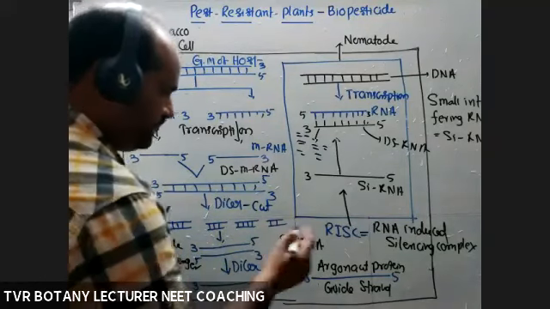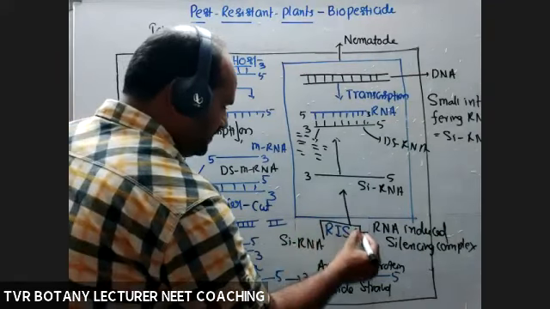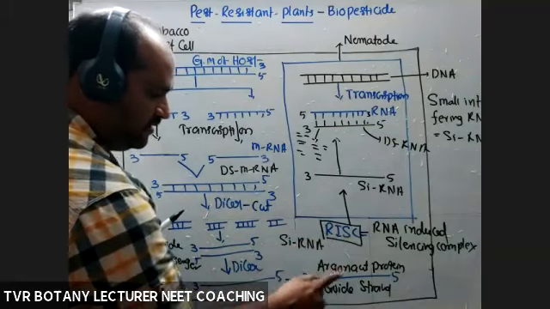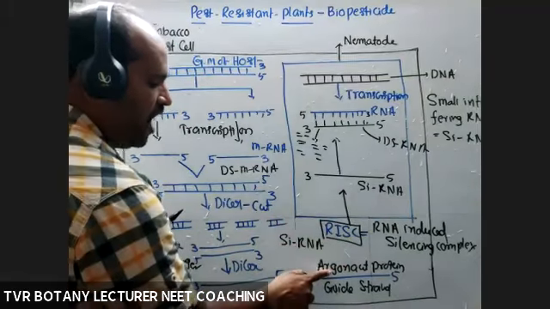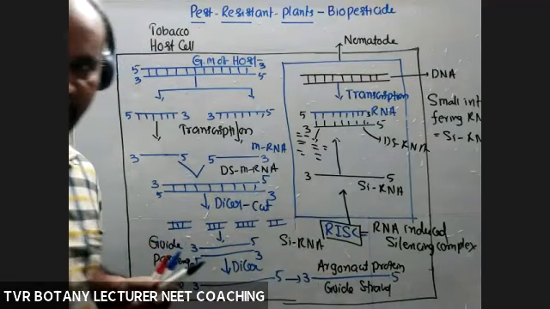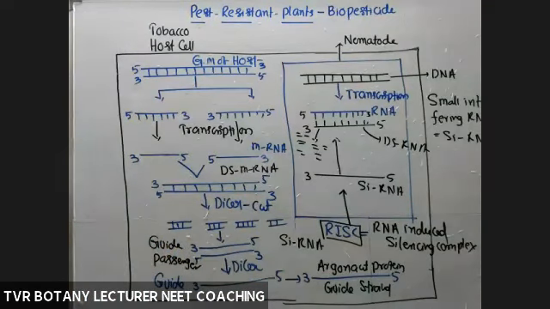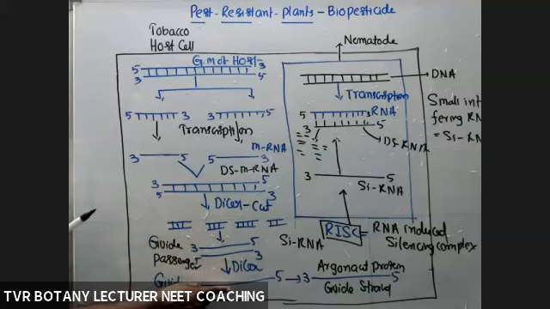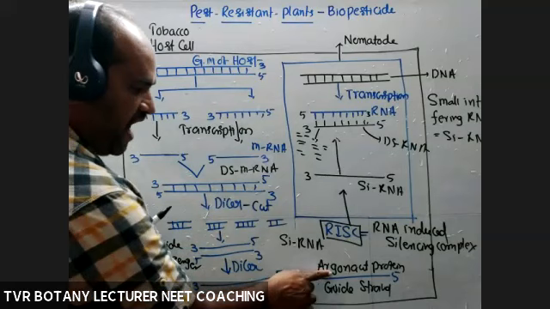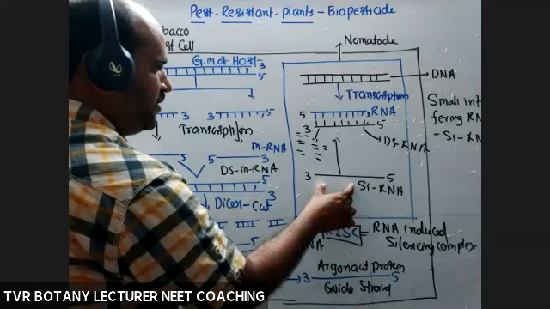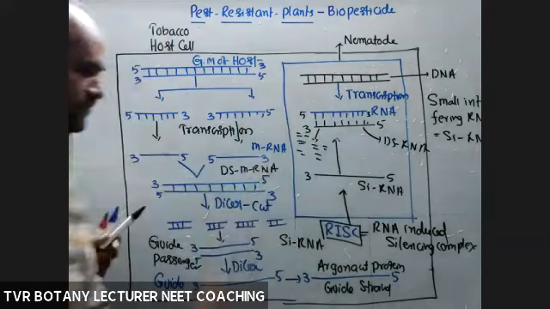Okay, so definitely they will ask what is RISC. RISC means RNA induced silencing complex. RISC is a single-stranded RNA molecule with argonaute protein. So this is beyond the NCERT textbook. The new thing is simply dicer. Double-stranded RNA is converted to a single-stranded one, associated with argonaute protein and other proteins, transported into the cytoplasm of the nematode and binds with the RNA of the nematode.